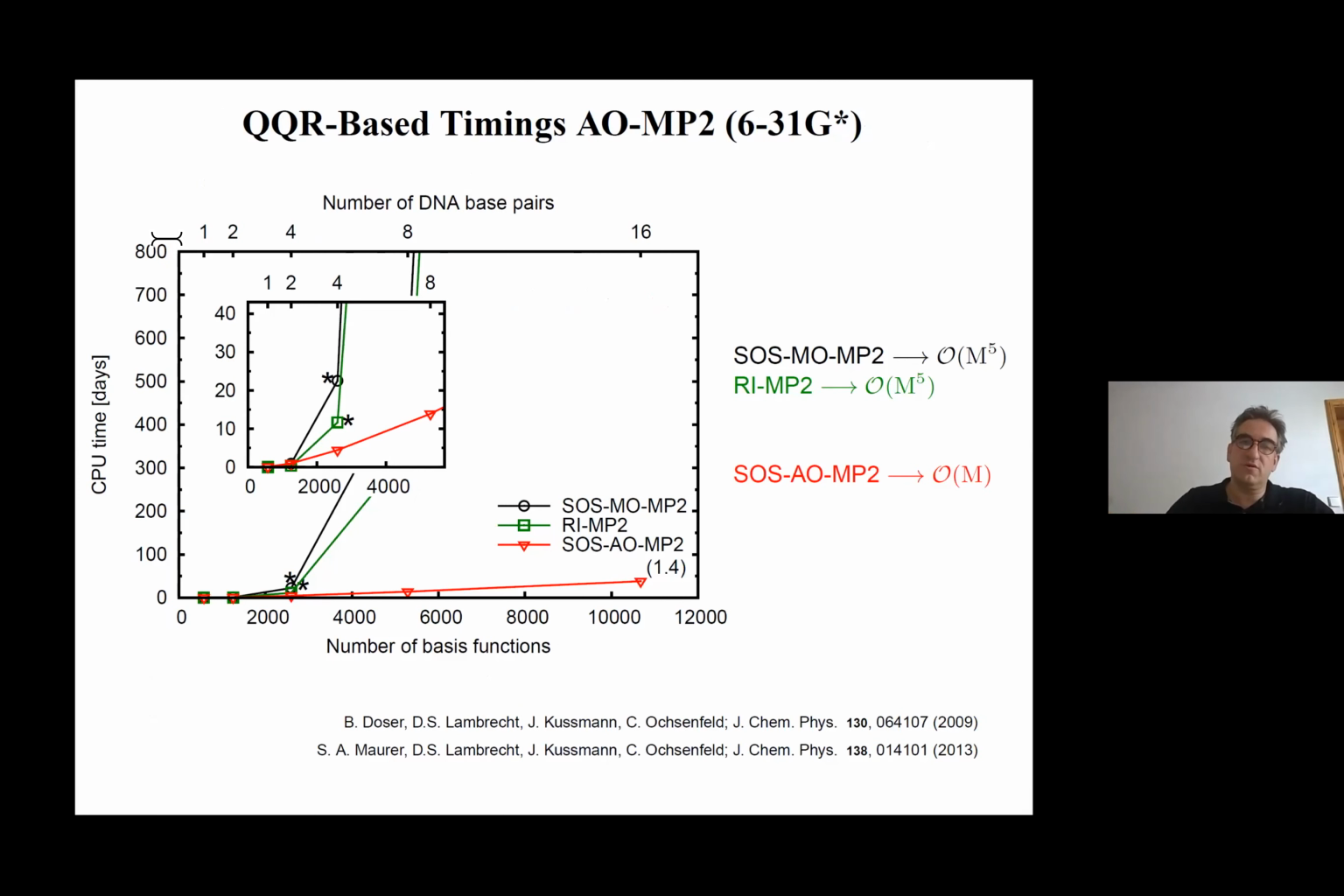With our QQR integral estimates, we can then reduce the scaling to linear, and here you see the result, computational time plotted against the system size. We see here the standard methods, the traditional methods scaling as N to the 5th, and you see here the linear scaling method leading to new possibilities. Already the early points cannot be calculated with the traditional method, so they need to be extrapolated.